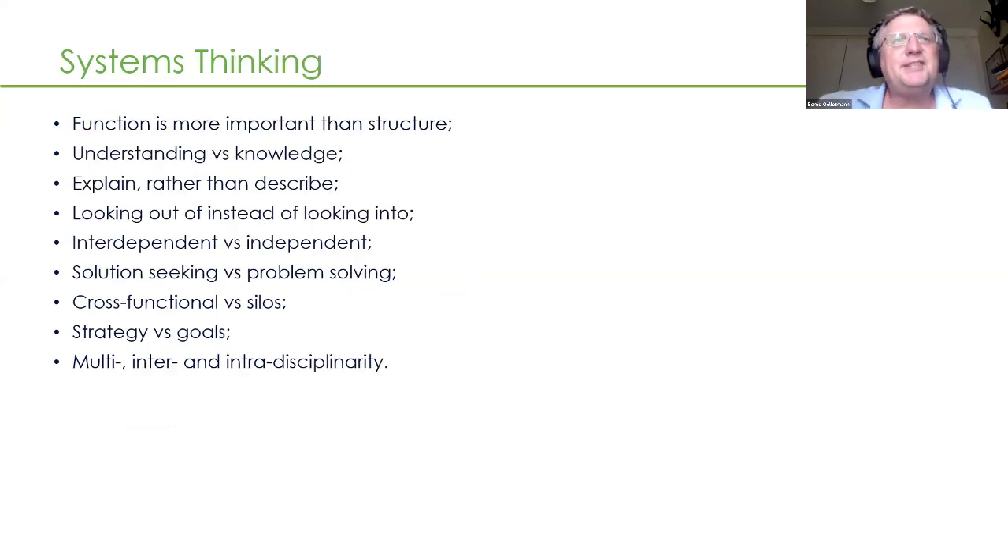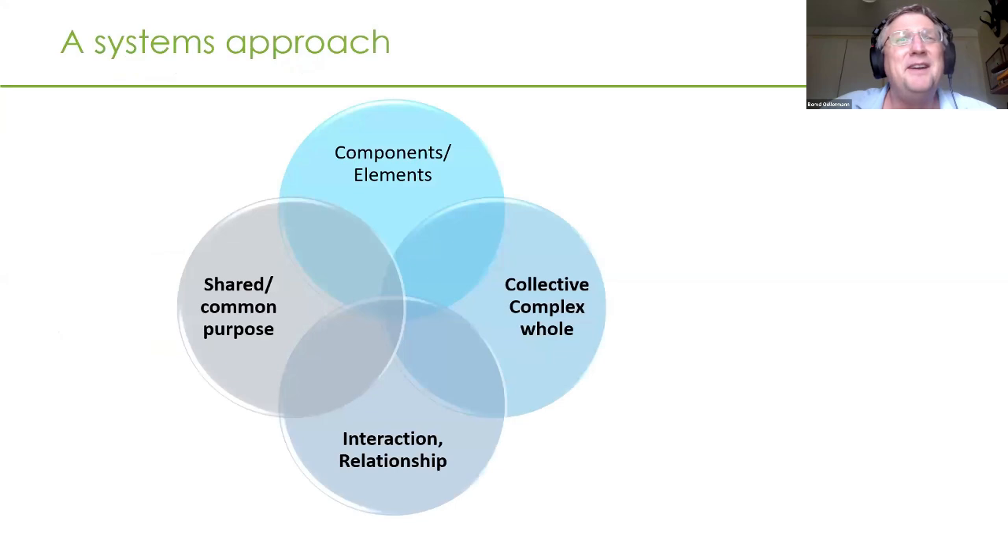Systems thinking is just some kind of things that you can look at when you think about systems so that you can see what the difference is. So typically it's about these kinds of things. Again, I'm not going to stand still on this. There's really not enough time. All right. A systems approach really looks at these four key elements.